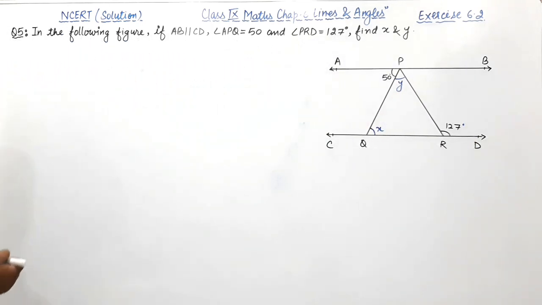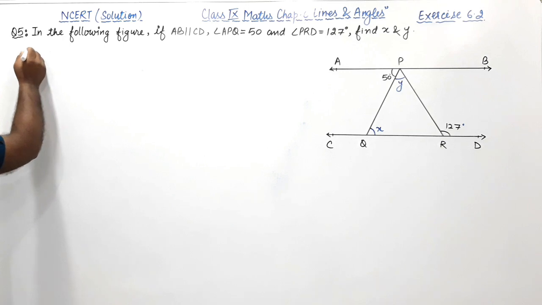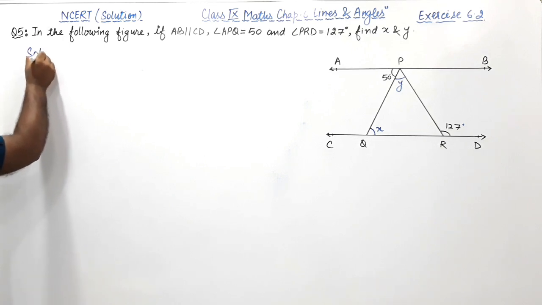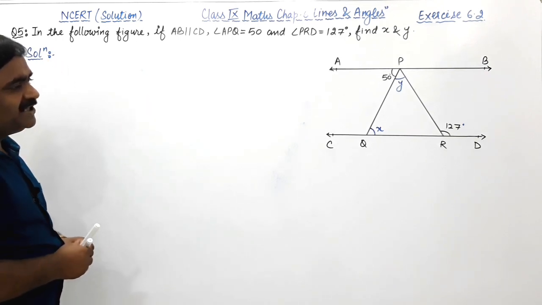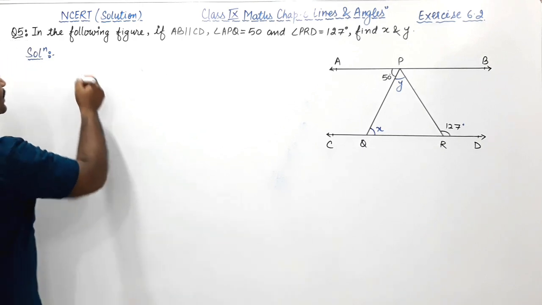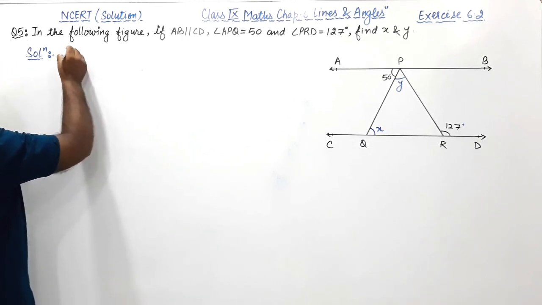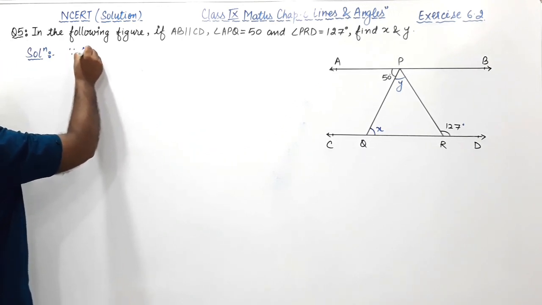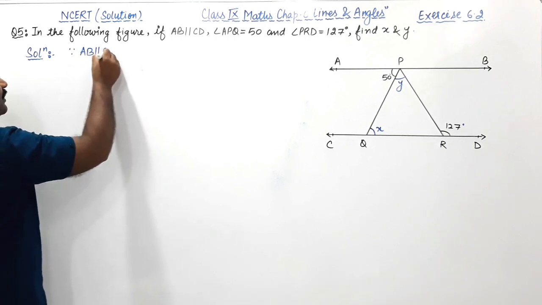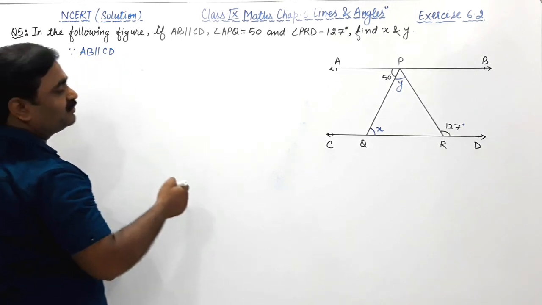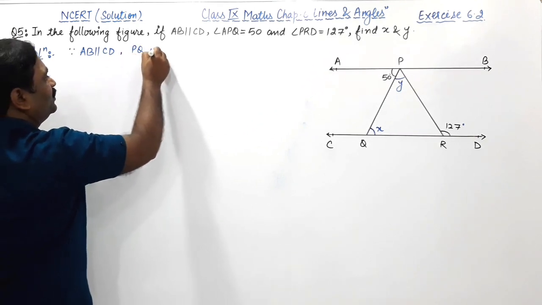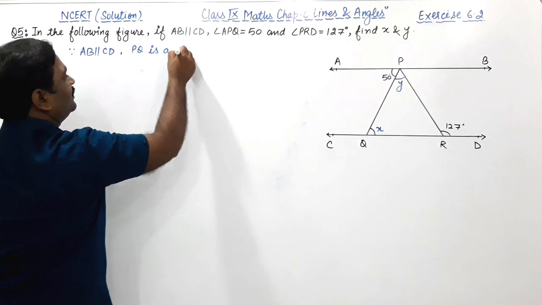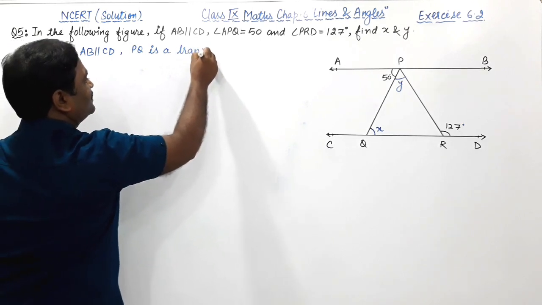Right, friends? So let's see the solution of this question. The same concept we are applying in every question. Since AB is parallel to CD, and PQ is a transversal.